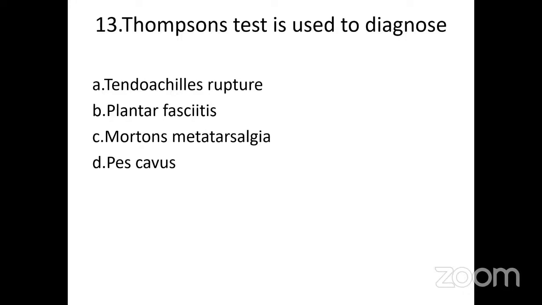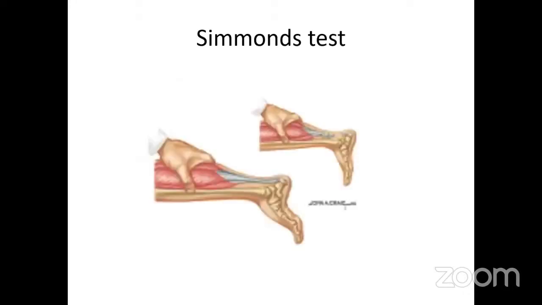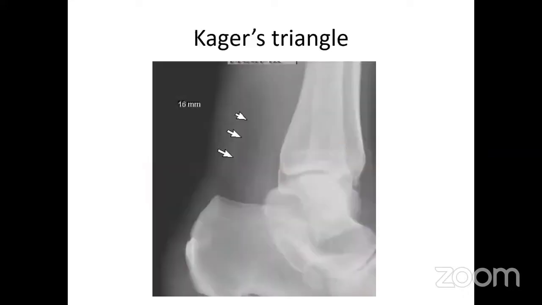So Thompson's test is used to diagnose tendo-Achilles rupture, and is otherwise called Simmonds test. It's nothing but you ask the patient to lie prone on the table and squeeze the calf. What happens when you squeeze the calf? Normally, when you squeeze the calf, the ankle will go into plantar flexion. But if there is a discontinuity over here, for example, if there is a rupture of the tendo-Achilles, even if you squeeze the calf, the ankle will not move. So this is called Simmonds test or Thompson's test.